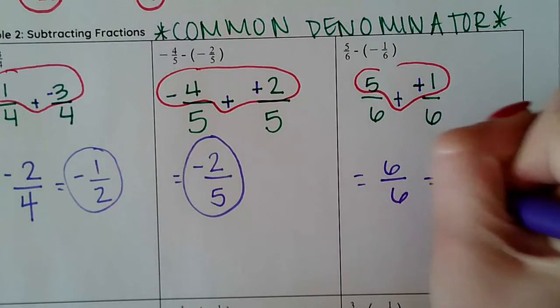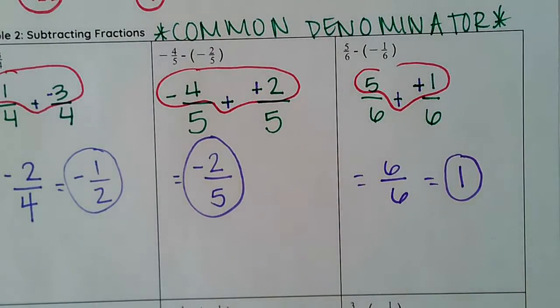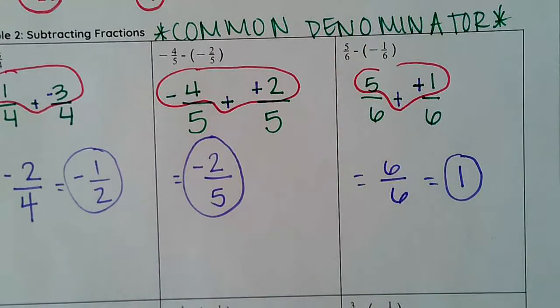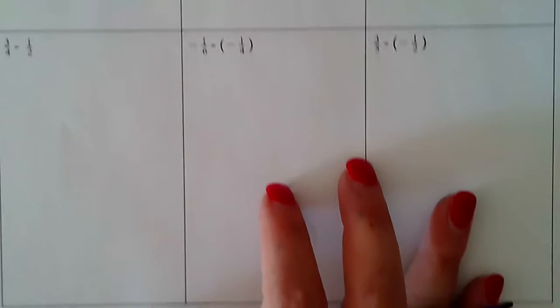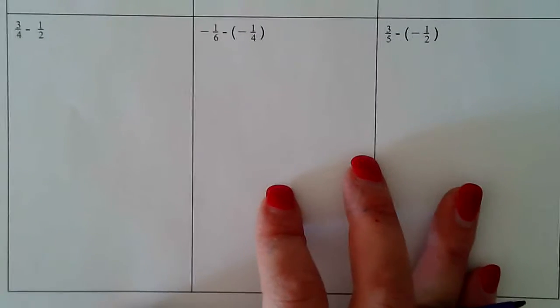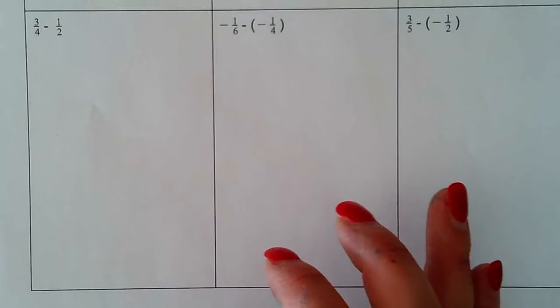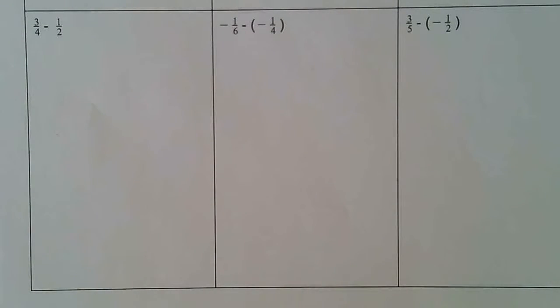Denominator of 6, 1 whole. So 5/6 minus -1/6 is going to get me 1 whole. Down here, we've got some practice where our denominators are not the same. So once we get our denominators to be the same, our process will be just going ahead and adding the opposite. But first, we've got to change our denominators.